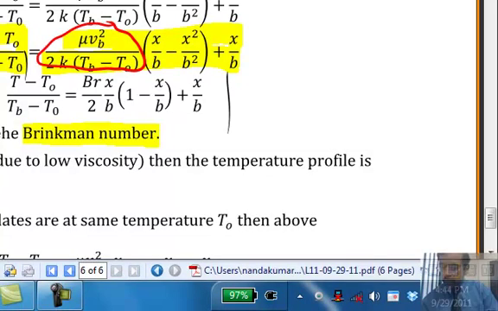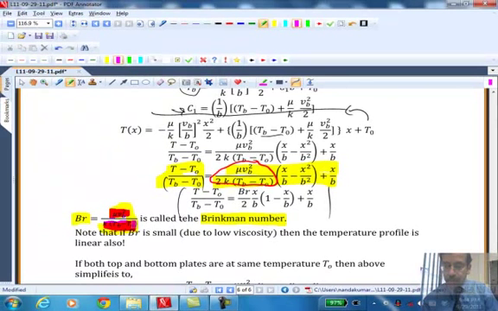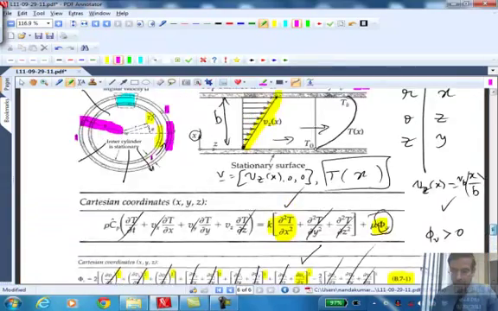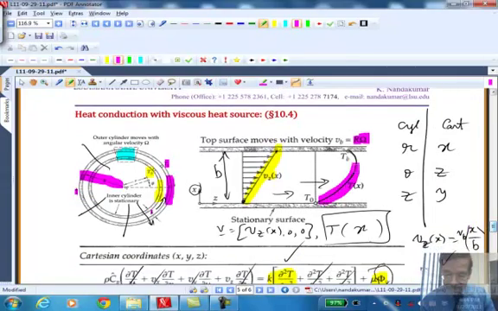So that will result in a higher temperature in the middle. So if Brinkmann number is large, the temperature T is going to be large. It's proportional to the Brinkmann number. So if BR goes up, T goes up. BR goes down, the maximum temperature in the middle. Remember, this is a parabolic profile, but a funny parabola. Not symmetric. Why is it not symmetric? Because we kept the two boundaries at two different temperatures, TB and T0.